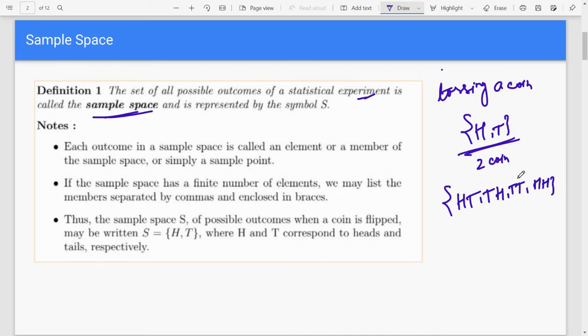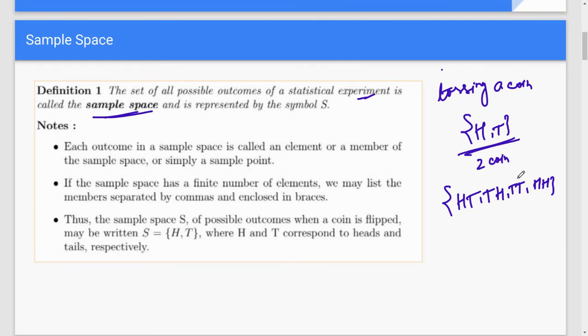These things are called the sample space. The sample space simply means that whatever experiment you are conducting, whatever the possible outcomes of that experiment are, all possible outcomes, is called the sample space. And when you conduct such a statistical experiment, understanding the sample space is very important.